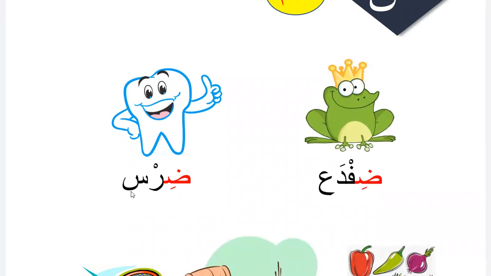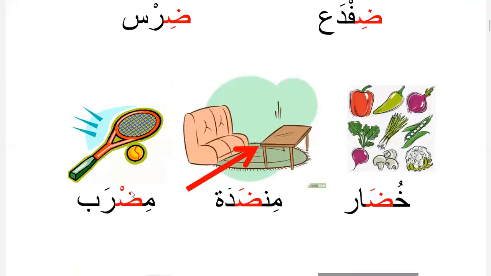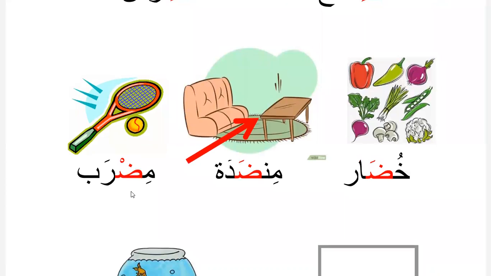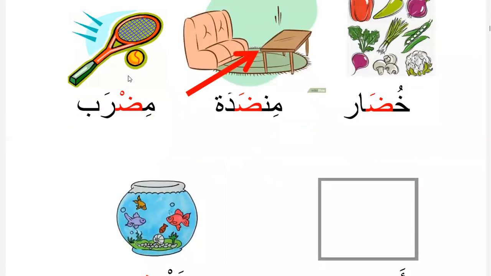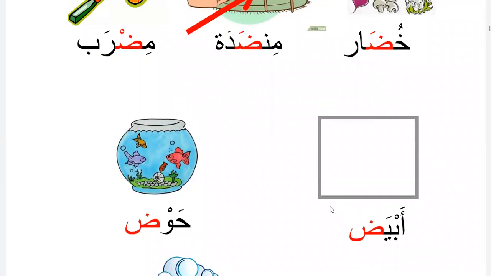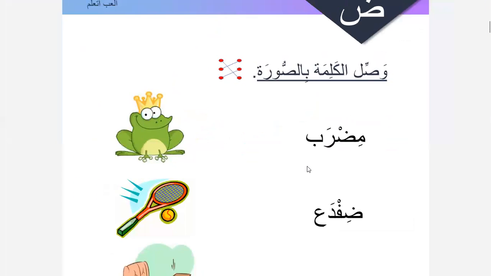Rian. The frog. Dars, molar tooth. Molar teeth, okay? Khudar. Vegetables. Good. Minzada. Table. Good. Mizrab, racket. Abyad, white color. Good. Haud, fishbowl. Join the word with the picture.